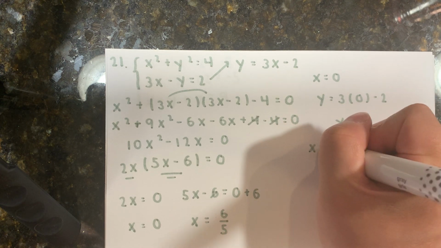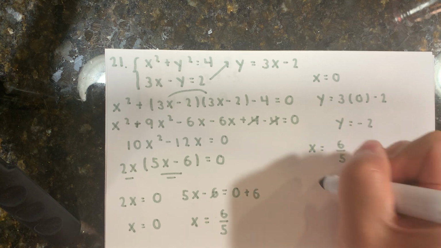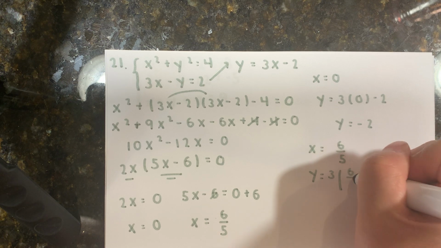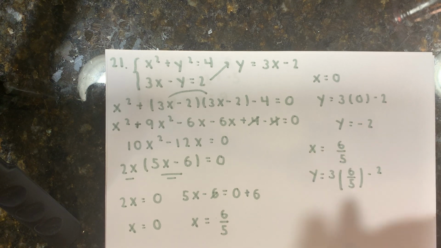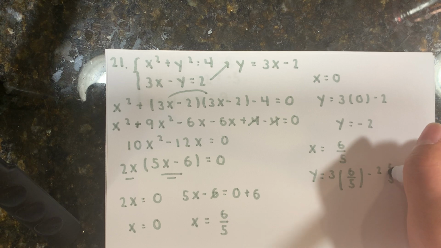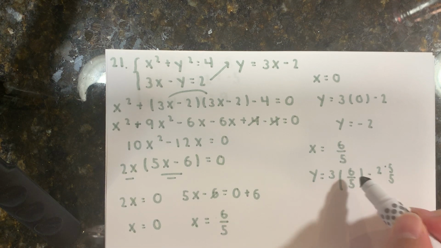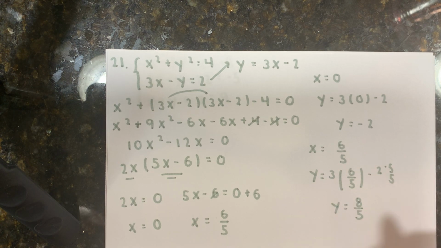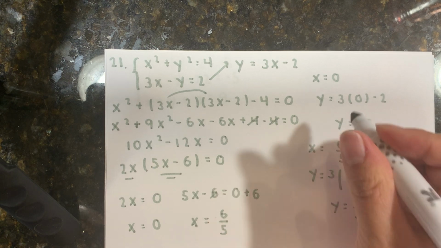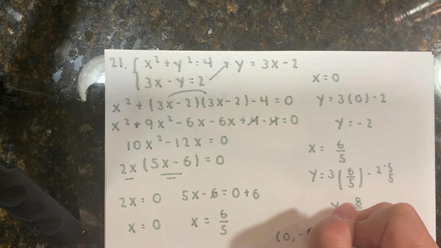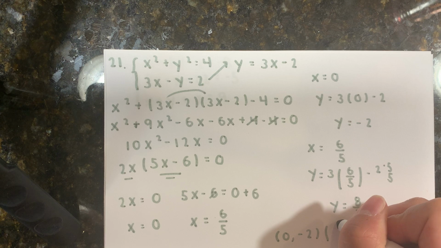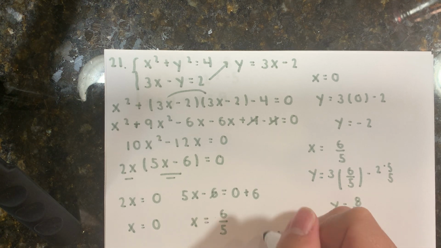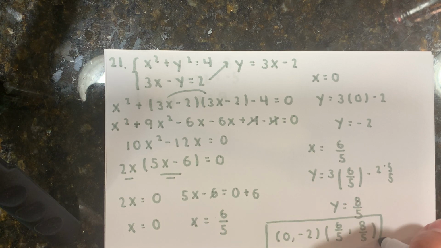The second one would be x is equal to 6 over 5. So I would do y is equal to 3 times 6 over 5 minus 2. Now making a common denominator, that would be 18 minus 10, which would be 8 over 5. So your answer is going to be, the first one would be 0, negative 2. The second one would be 6 over 5, 8 over 5. Because you should have two x's that go with two different y values.